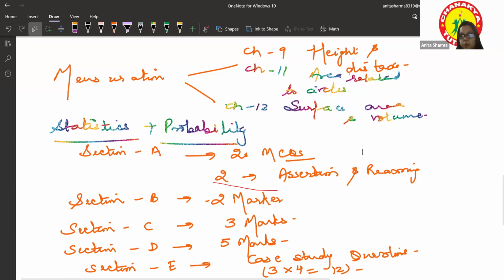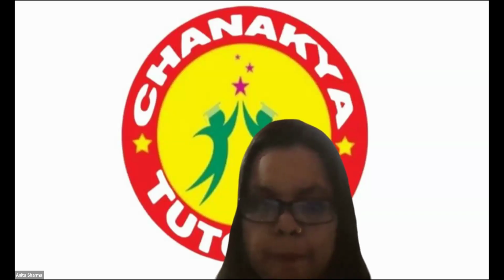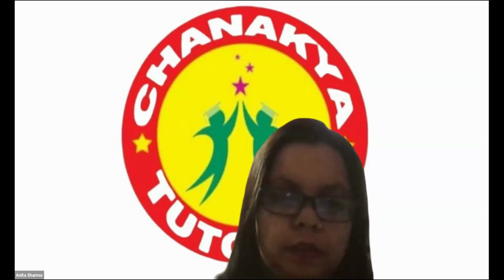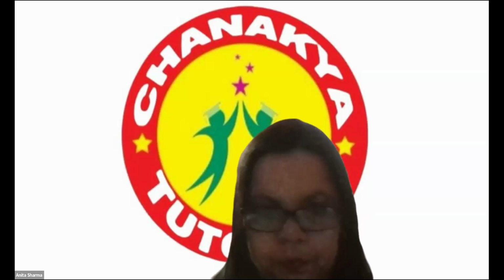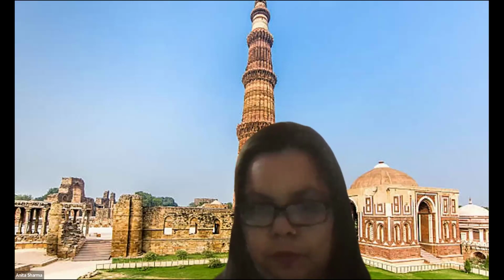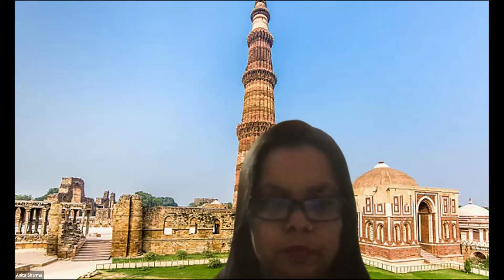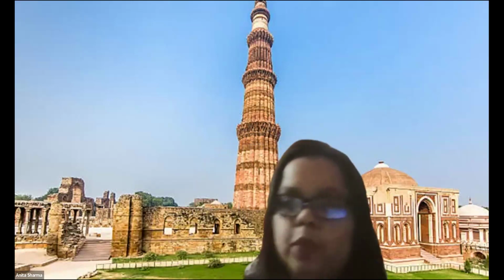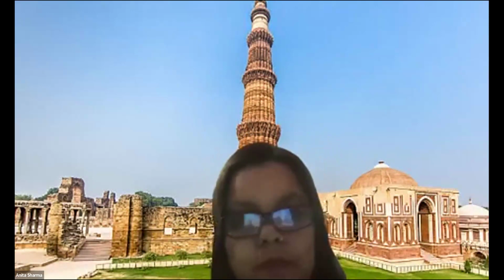So children, let's visit Qutub Minar now. So this is our Qutub Minar. Have you ever thought about how we can find the height of this Qutub Minar? Did this question come to your mind or not? What is the height of this Qutub Minar?